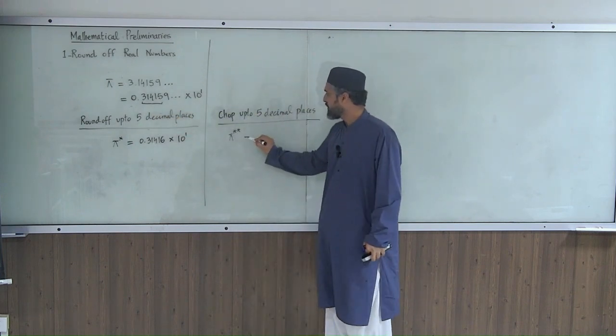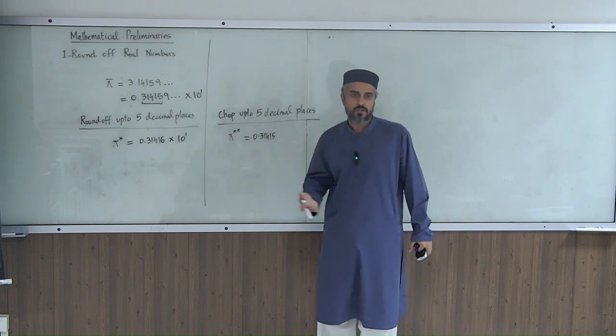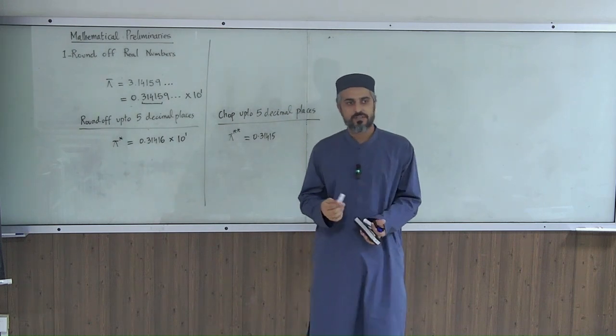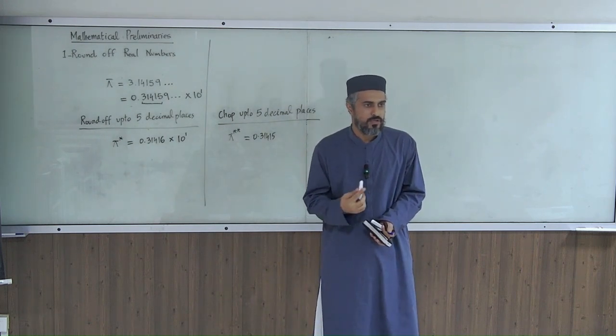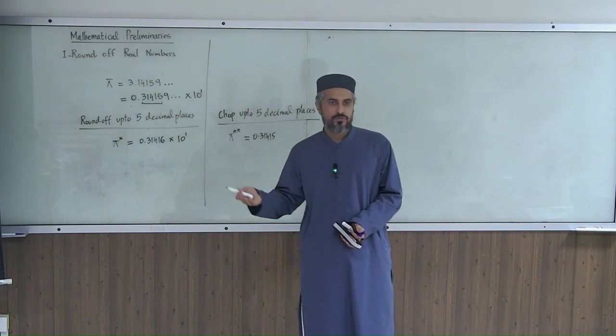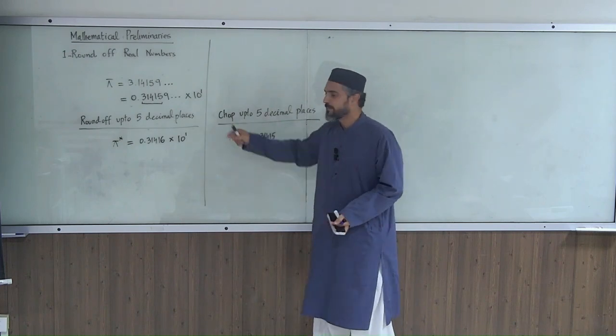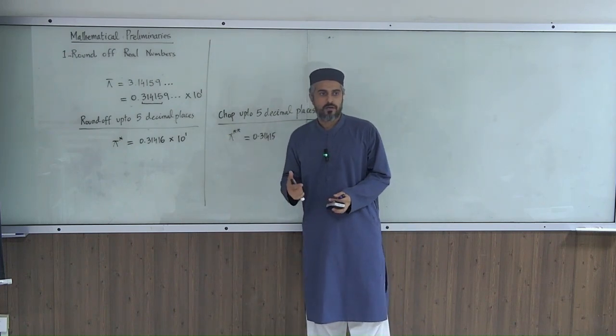So this will be 0.31415. You don't need to see what is the number after the 5 decimal places. It's just a concept of chopping. Just chop up to that decimal place. You don't need to see what is the number after the particular decimal place you want in the representation you want to have.